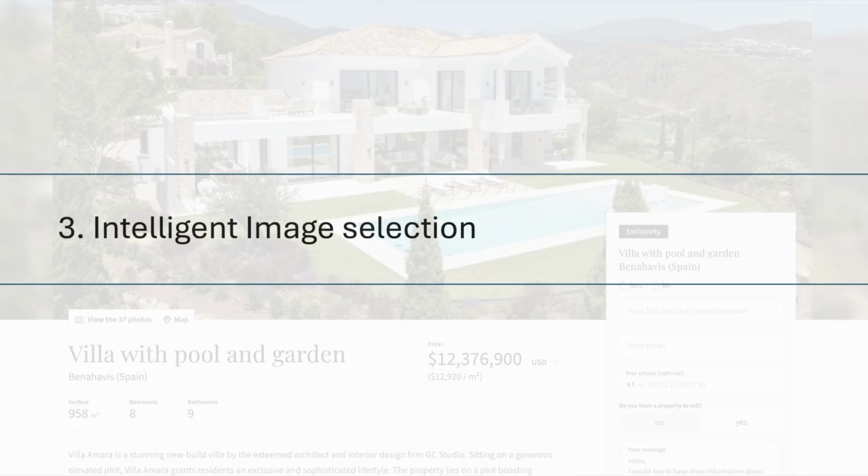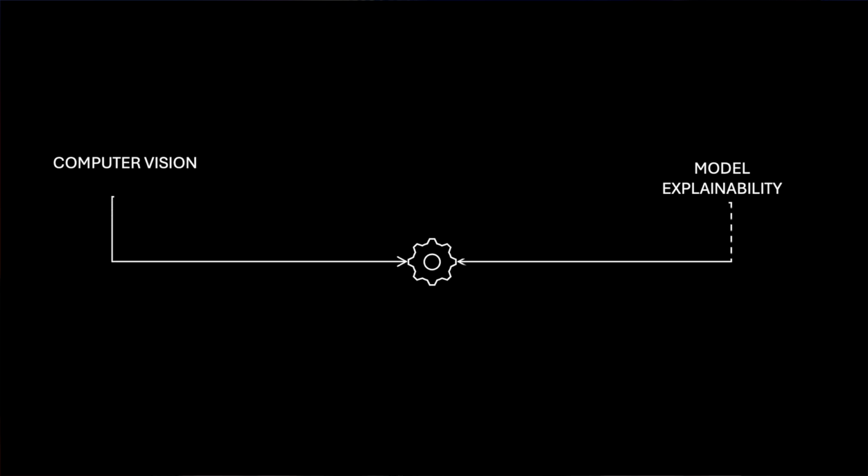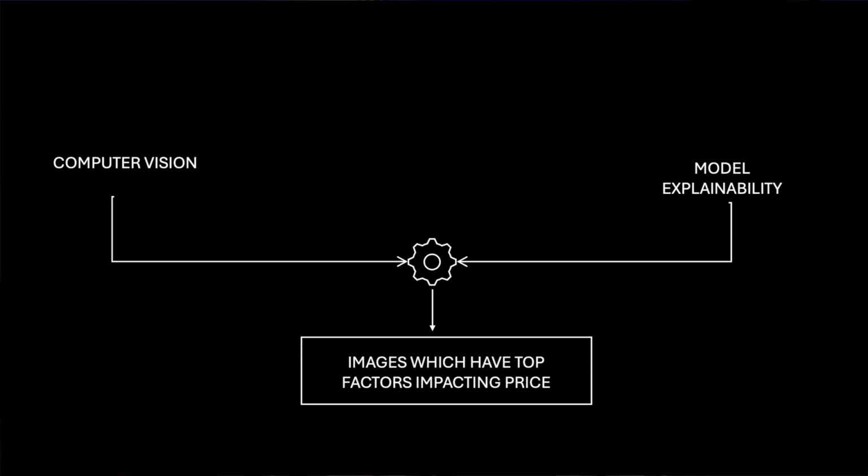Now let us go to the third approach of using intelligent image selection. The machine learning model has indicated the top factors impacting the price are living area, basement area, and the garage. So it makes sense that the photos which have these features are displayed first. One of the ways of doing this is to use computer vision to identify living area, basement area, and the garage, and the photos which have these areas can be displayed first. Such an approach can help develop a property listing which is coherent in description as well as images.